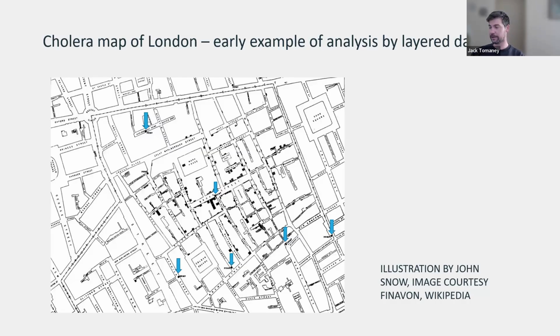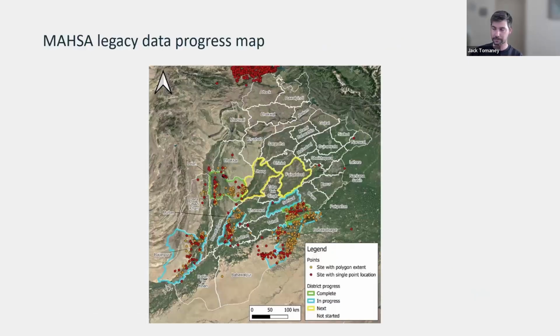And the person who did this, John Snow, used spatial analysis to see which water pump was actually causing the cholera deaths by layering different types of point, line and polygon data on top of each other.